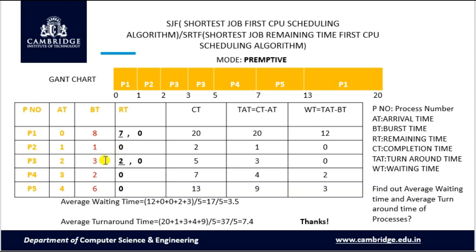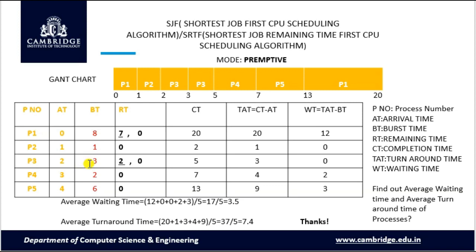Next, P3 is going to come at 2 seconds. The arrival time of P3 is 2 seconds, and its burst time is 3 seconds.